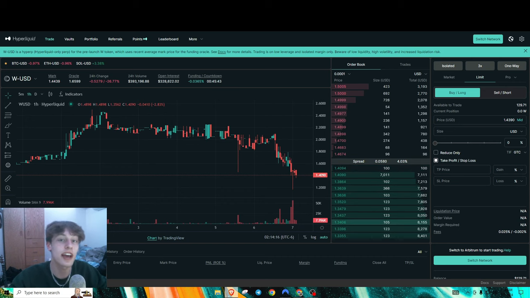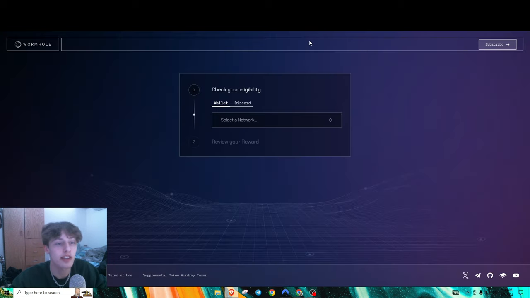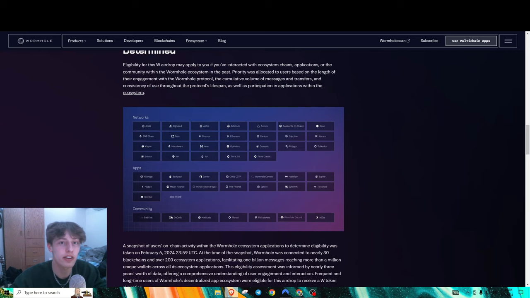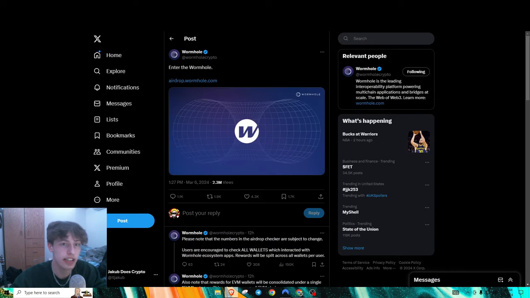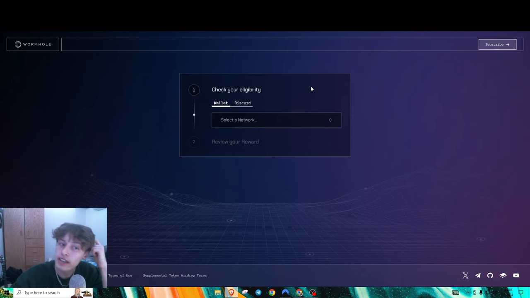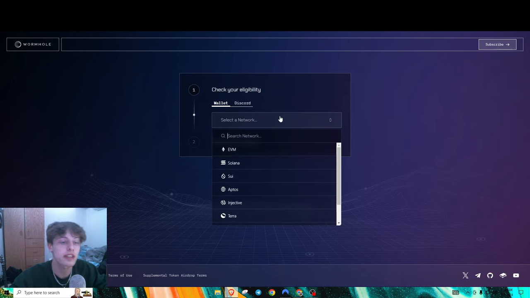So let's get into actually how to claim this airdrop. So based on their tweet, here is the link for the airdrop checker. Now, they did have some problems with EVM wallets, but they did say that they have cleared it up, so that's all good to go.